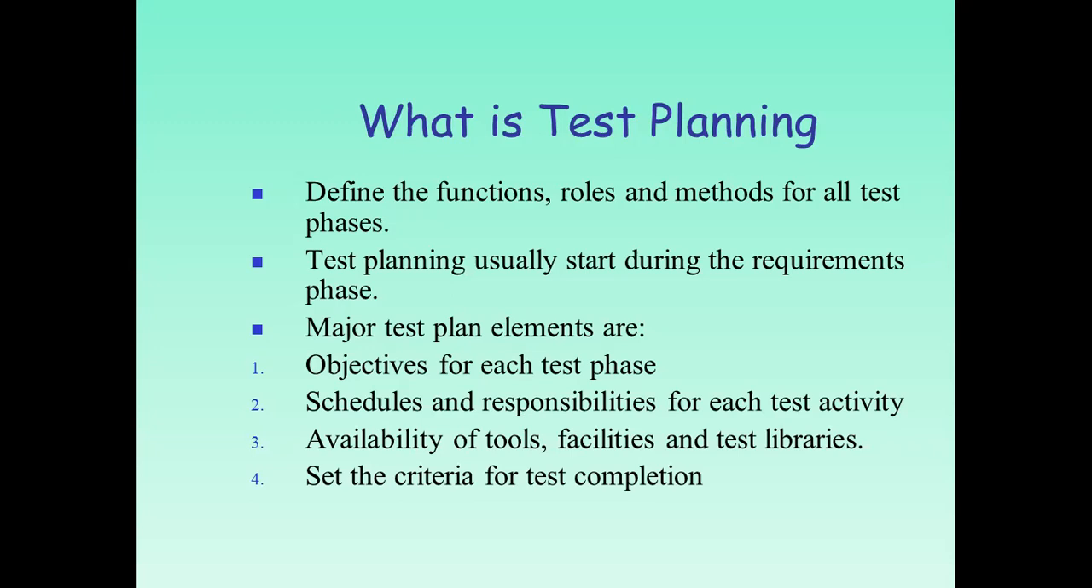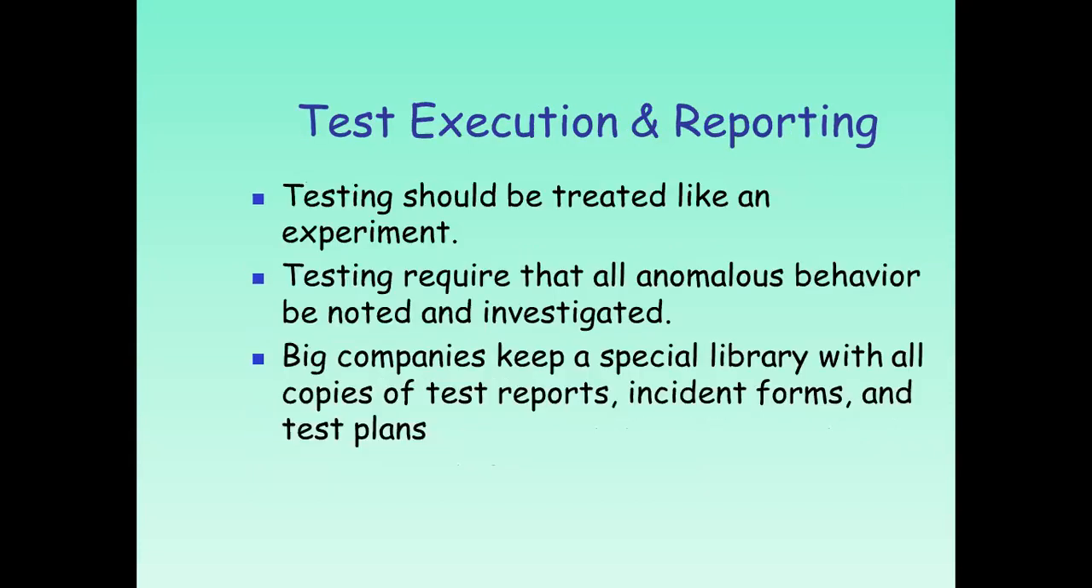So, objectives for each test phase, schedules and responsibilities for each test activity, and availability of tools. So, whether the tools are available, or facilities are there or not, or there are some test libraries or not. These are called the test plan elements. Then we set the criteria for test completion, meaning how we are going to complete the test. So we will use some criteria.